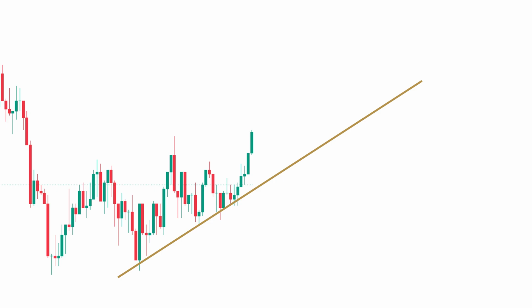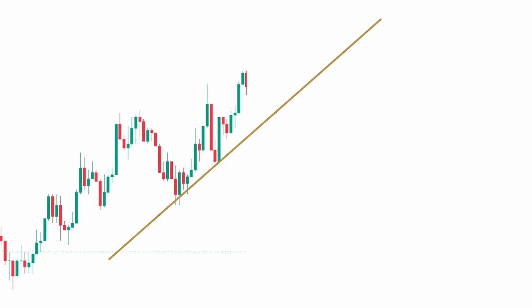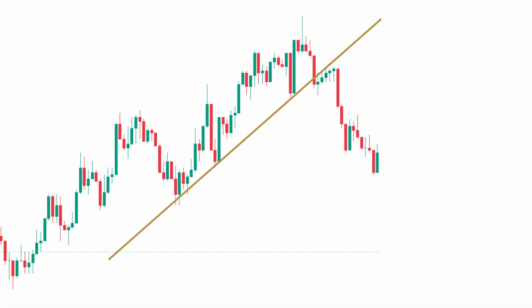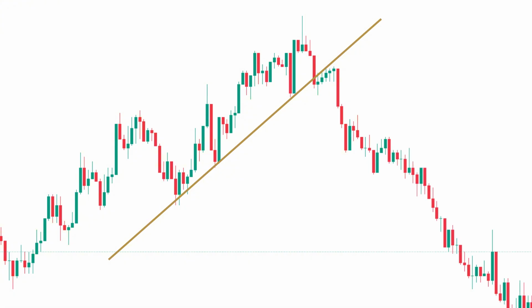This tells us that in the future, if price ever approaches the trend line again, there is a high probability that we can expect another bounce. Secondly, if price breaks a trend line, it could signal a possible change in trend direction, giving us an opportunity to catch a massive reversal.